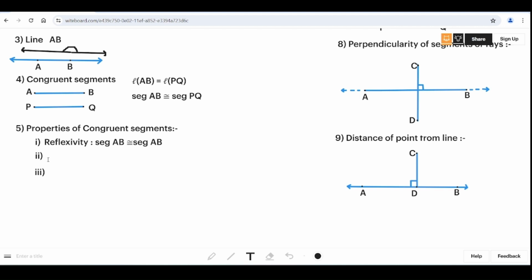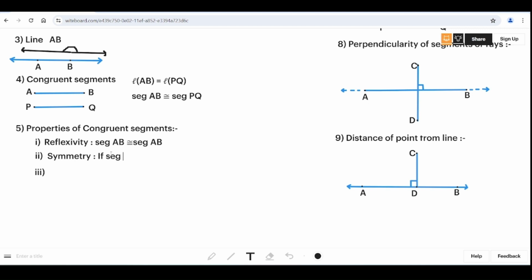Similarly, now the second property we have is symmetry. What is the symmetry property now? See, let us consider segment AB is congruent to segment PQ. If this is our first statement, if we are saying that AB is congruent to PQ, then we can also say it in the other way as segment PQ is congruent to segment AB. Means symmetrical. In both ways we can say it is the same only.